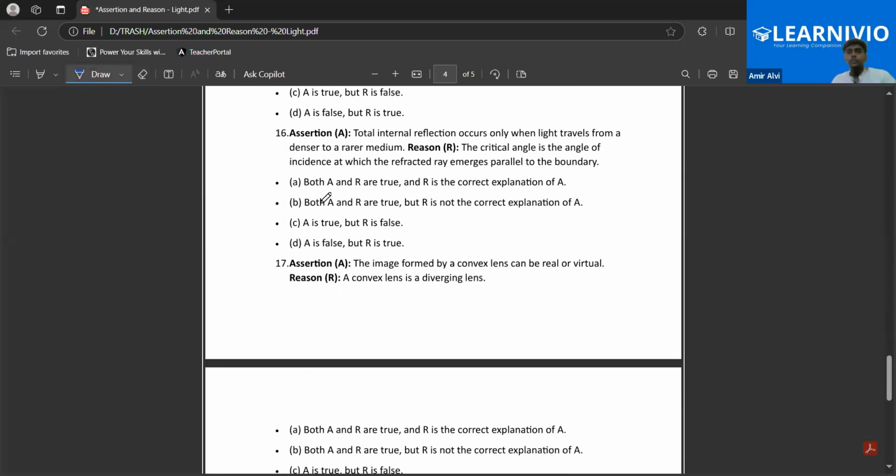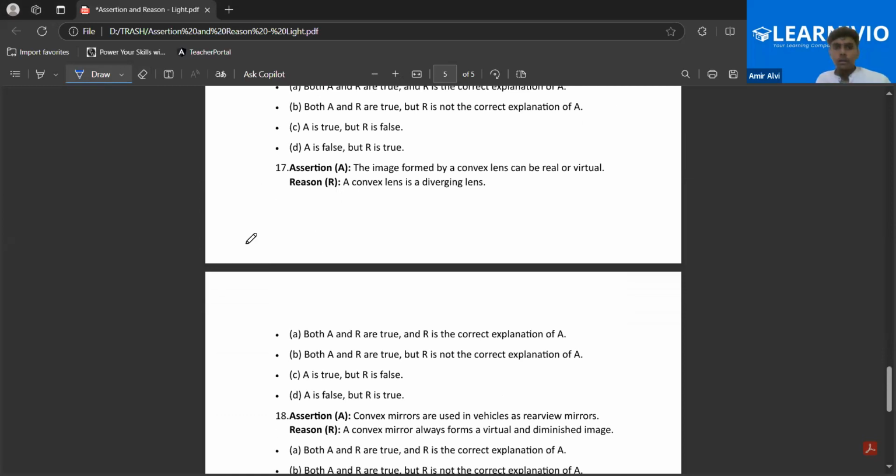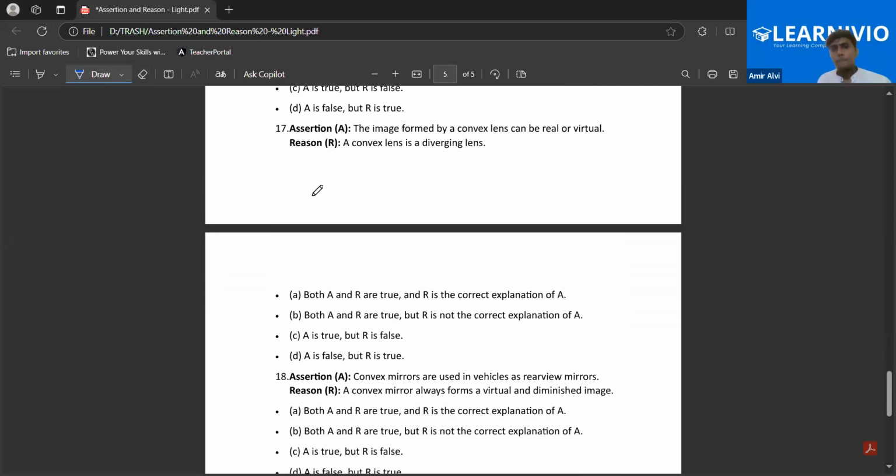The total internal reflection. No need to do this question because this is not a part of your syllabus. Because internal reflection and total internal reflection is not there, so no need to do this question. This one, 17th one. Fast, 17th. It's so easy.